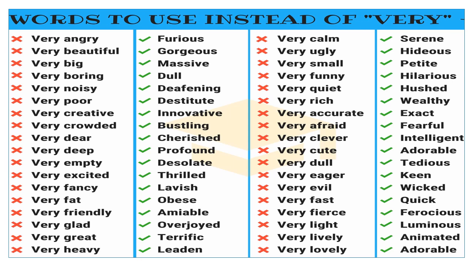Here is a list of words for you. You can look at them and try to understand which words can be used in which context. For example, very angry can become furious, very beautiful can be said as gorgeous, very big can be termed as massive, very boring would be dull, very noisy, deafening, very poor, destitute, very creative would be innovative, and so on. Do have a look at the table.